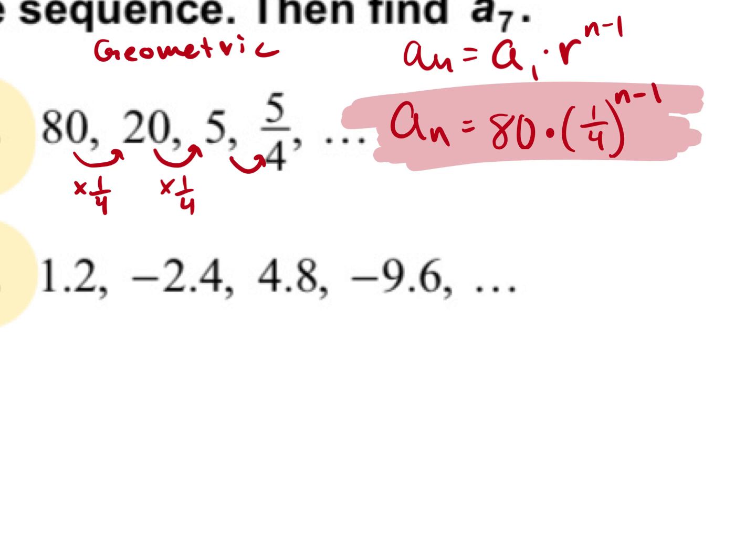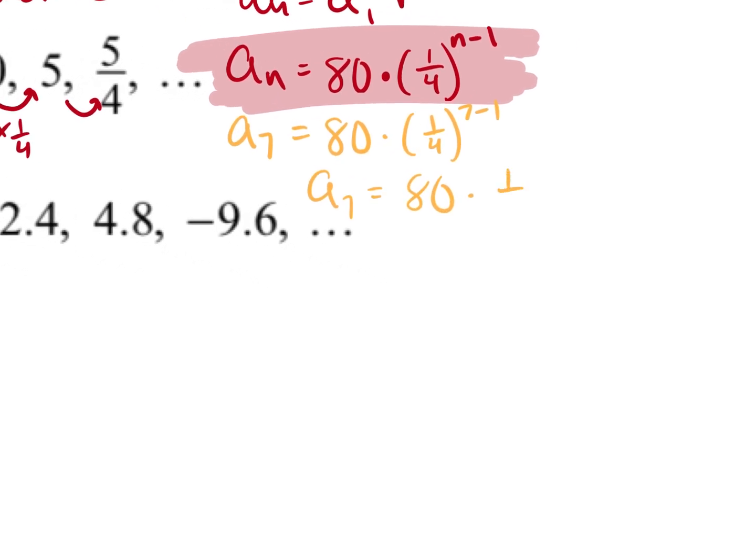Next, it says find the 7th term. Question? So when you're doing the geometric one, you can't divide, you can only multiply? Geometric is only multiplying, yeah. So if it looks like you're dividing, you're multiplying by a fraction. So a sub 7, we're going to plug 7 in, is equal to 80 times 1/4 to the power of 7 minus 1. So you have 80 times, this would be 1/4 to the power of 6. So 80 times 1 over, let's see what 4 to the power of 6 is.